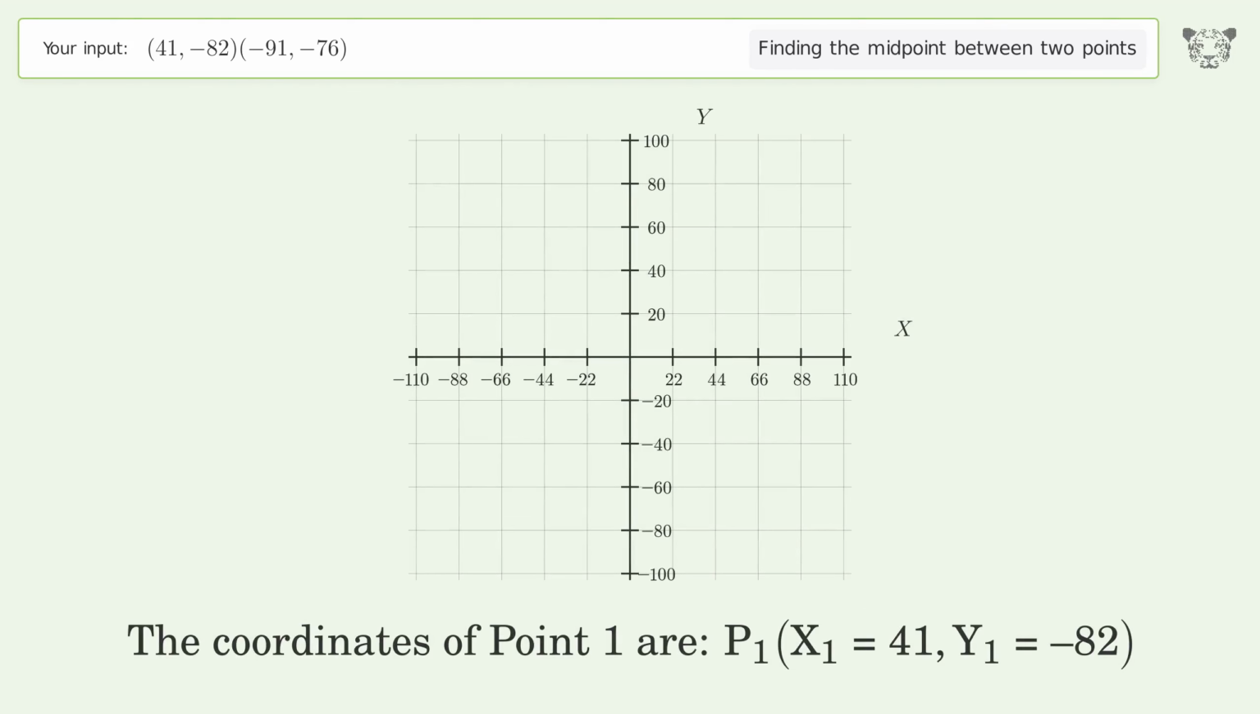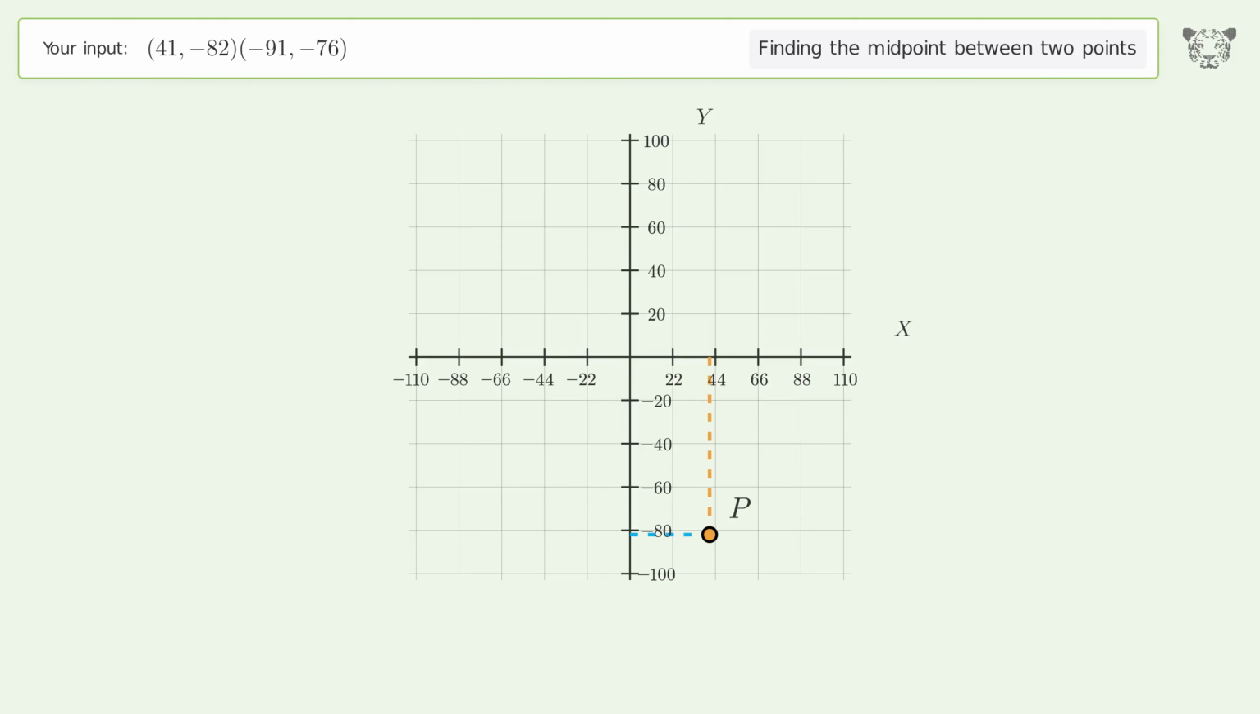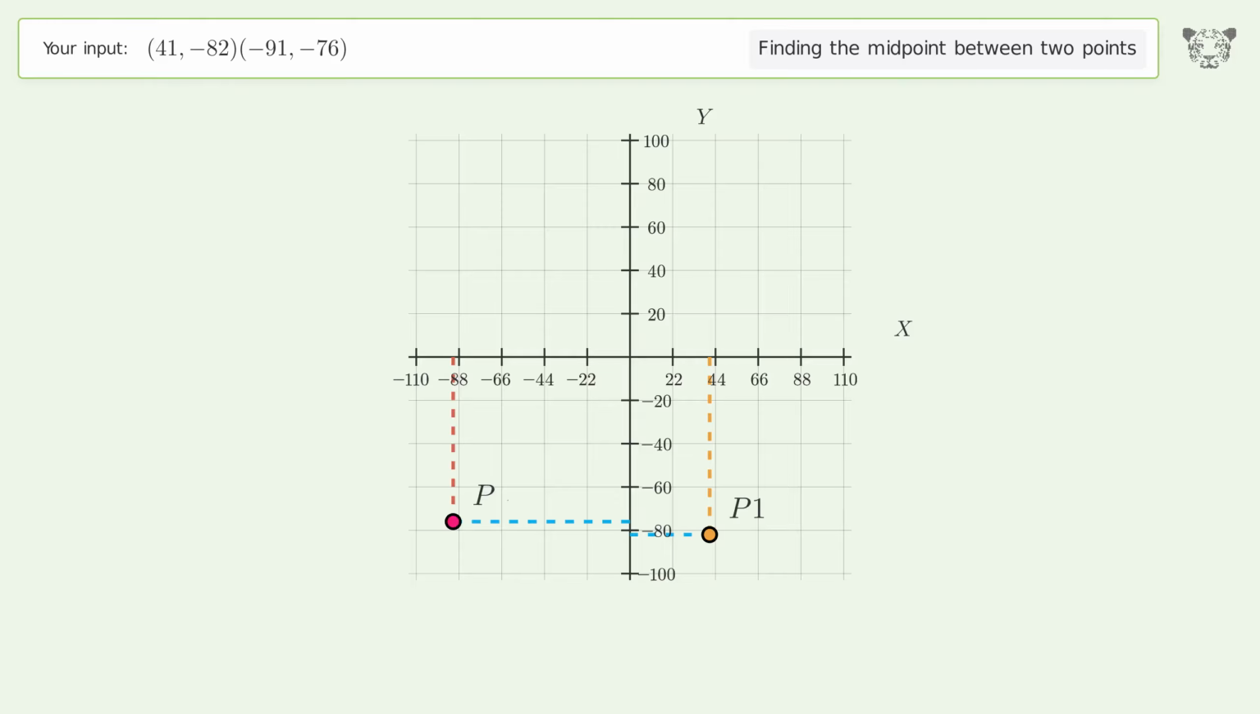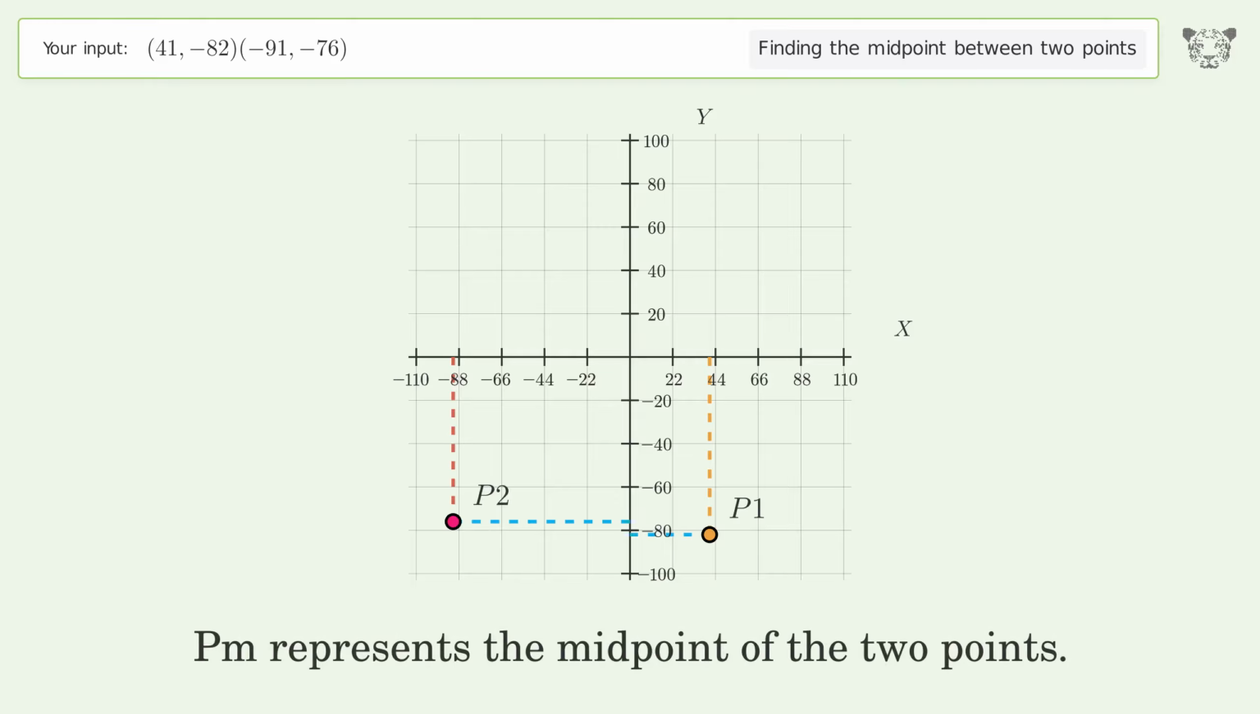The coordinates of point 1 are x1 equals 41, y1 equals -82. The coordinates of point 2 are x2 equals -91, y2 equals -76. PM represents the midpoint of the 2 points.